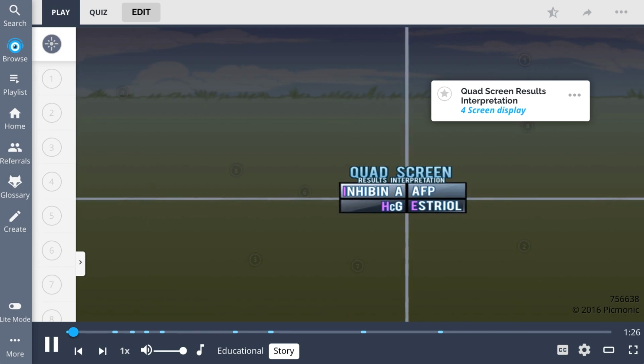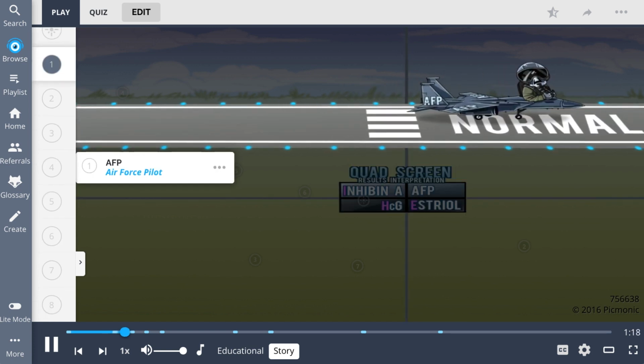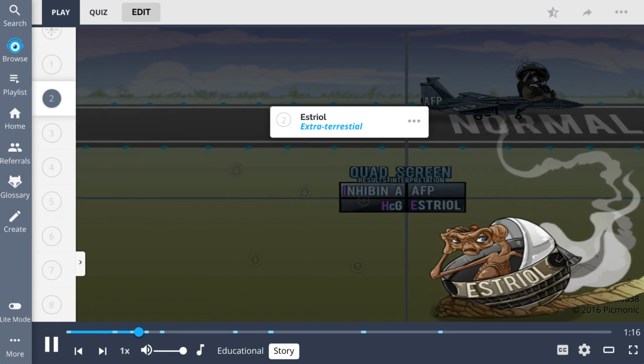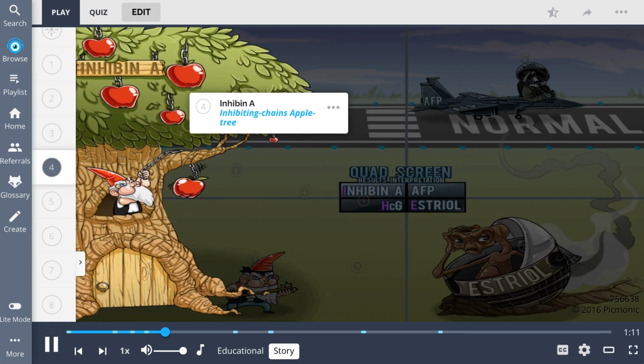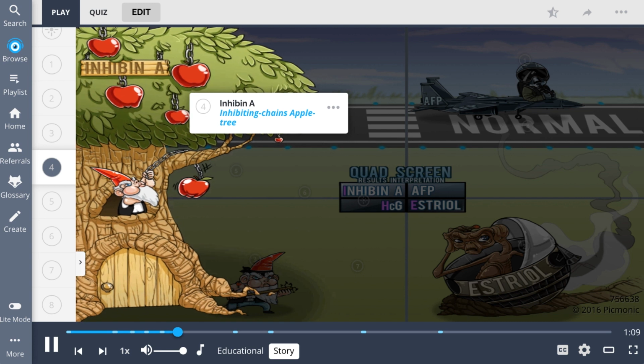Remember how to interpret quad screen results with this four-screen display that shows you the four markers you're looking for. AFP, the Air Force pilot, estriol, the extraterrestrial, HCG, the hardcore gnome, and inhibin A, the inhibiting chains apple tree.